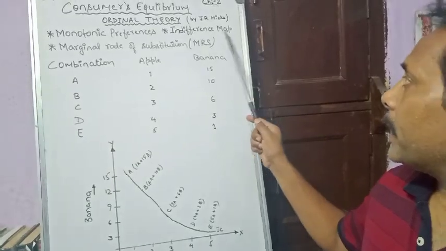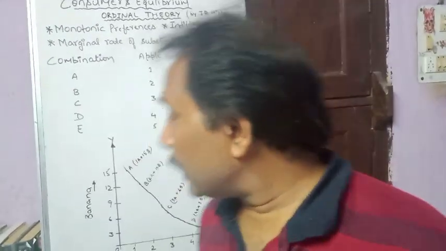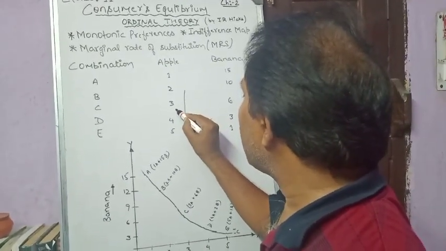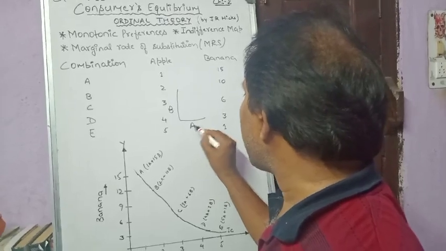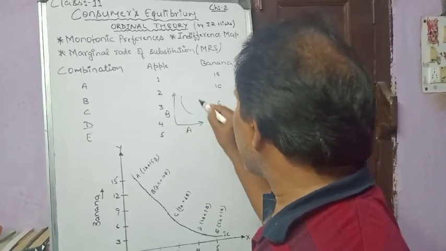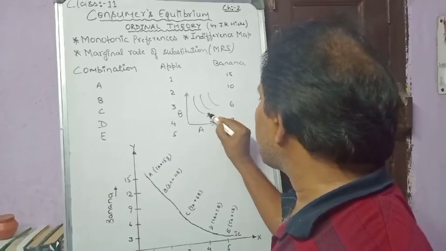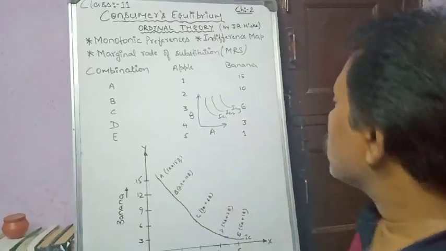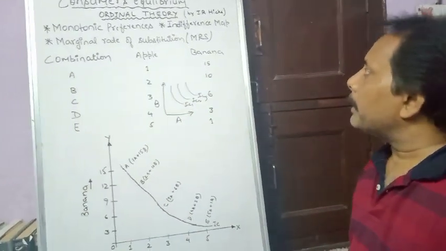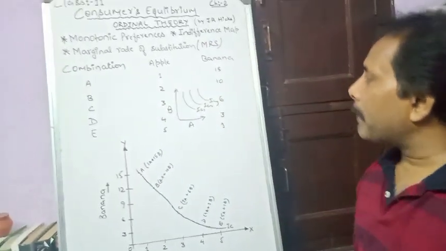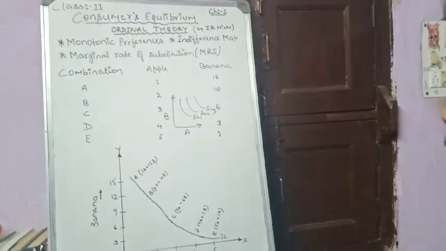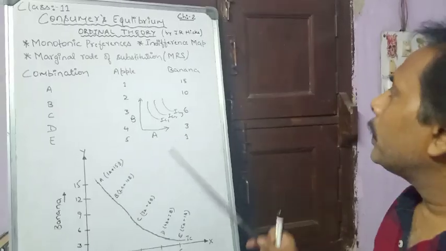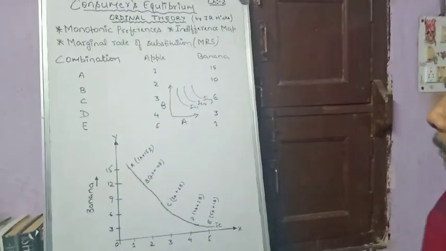Second is the indifference map. Look here, that is the indifference map. Suppose here that is banana and here that is apple. There is a set of indifference curves, that is IC1, IC2, IC3 and so on. A set of indifference curves is known as an indifference map. In other words, we can say that the family of different indifference curves is known as an indifference map.